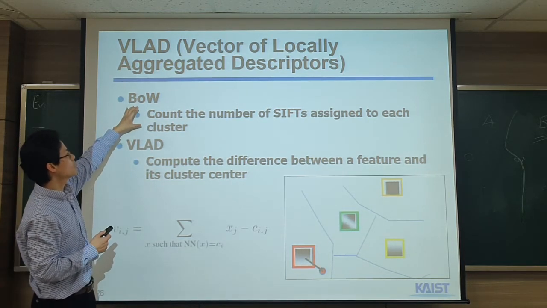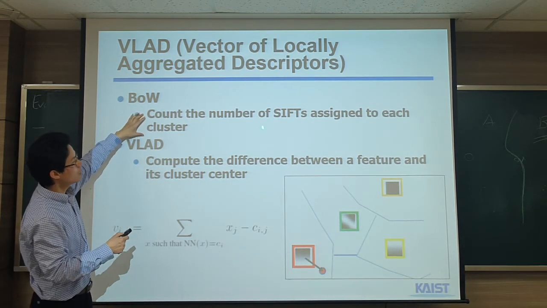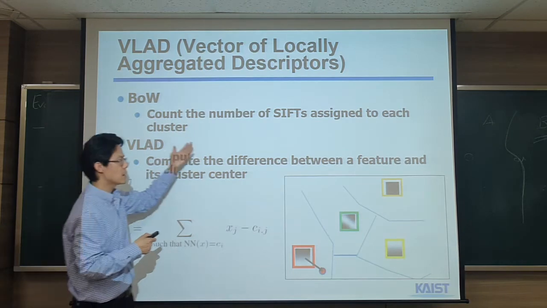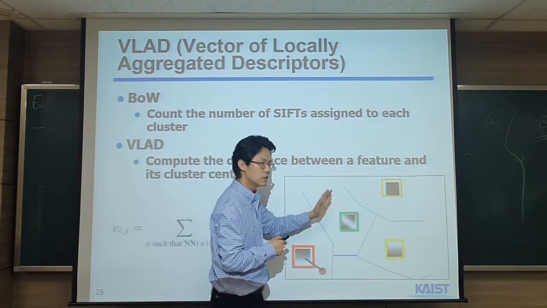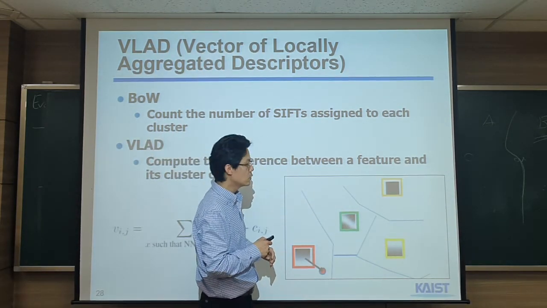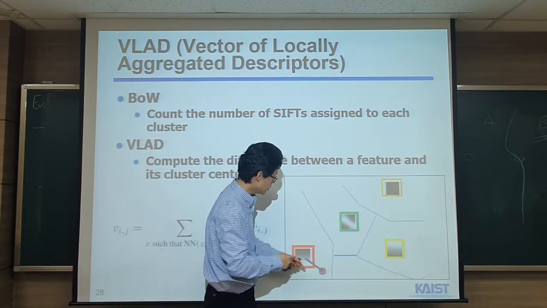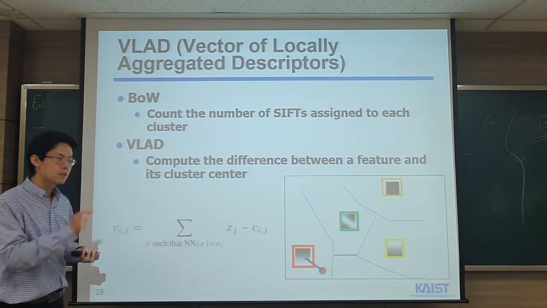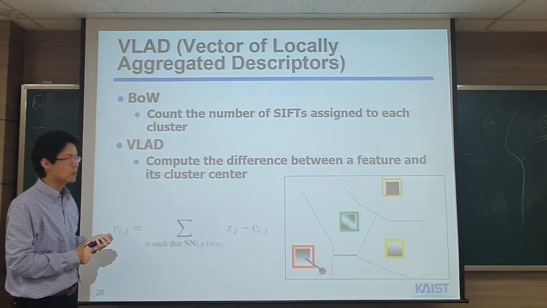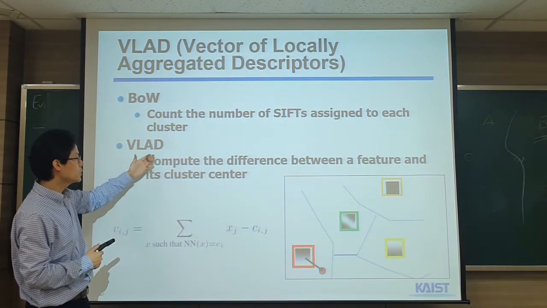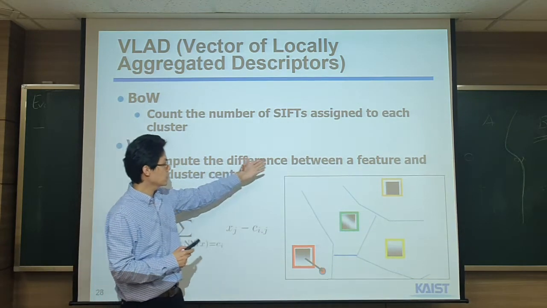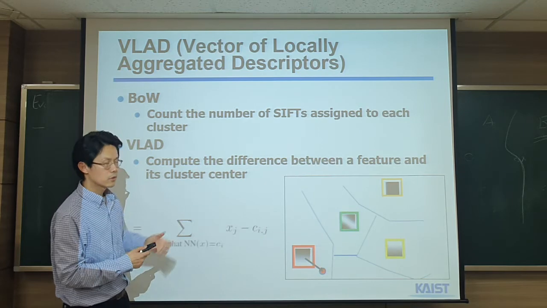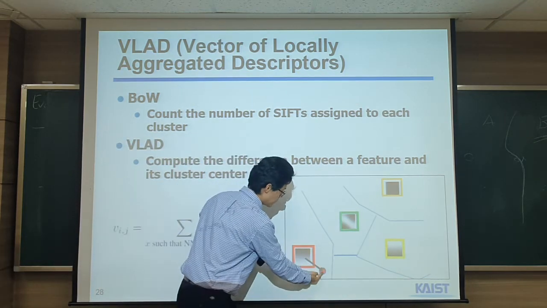Basically, in the BoW visual words, we count the number of SIFT features assigned to each cluster, right? Basically, we just measured how many occurrences we have. But we didn't really care whether that feature is close to the center or close to the boundary, right? But depending on your application, measuring distance could be very important. So VLAD actually computes the distance difference between a feature and each cluster center.